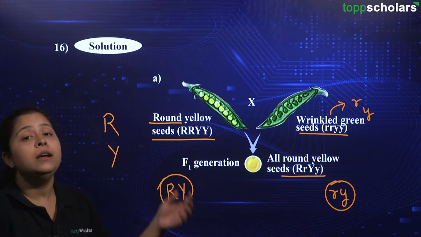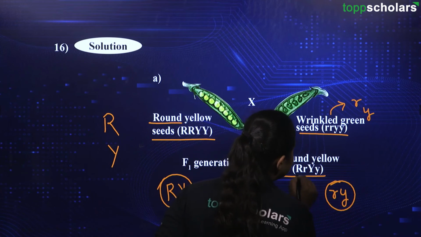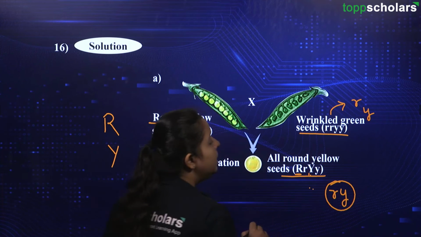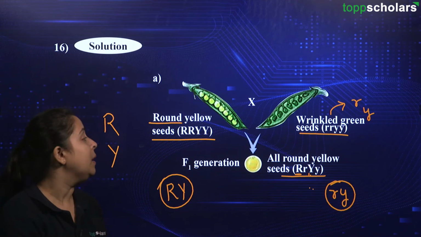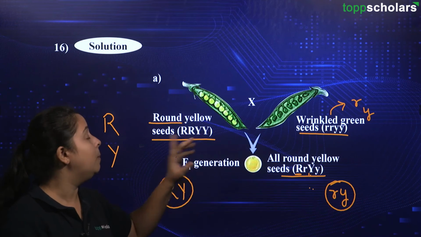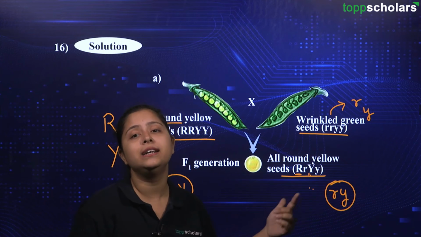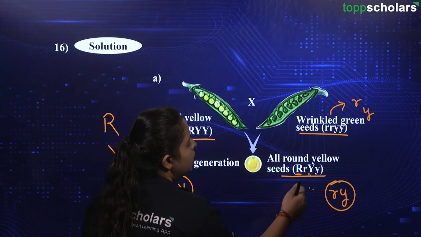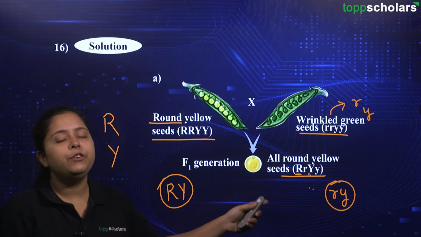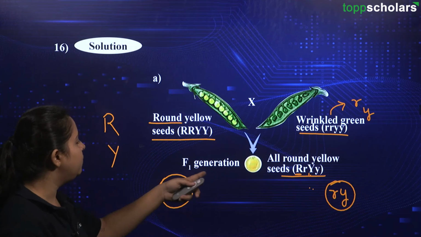Again, maintaining the law of dominance in our mind, because of this capital R, this seed will have round shape, and because of this capital Y, the seed will have yellow color. But this one is different from the parent: the phenotype is the same, round and yellow, but the genotype is different. Here we have the homozygous condition, and over here we have the heterozygous combination. Now, what kind of gametes will this F1 generation produce? That is the trick for you to attempt the second part of this question. This much is sufficient for your first part, how the F1 generation is being formed.